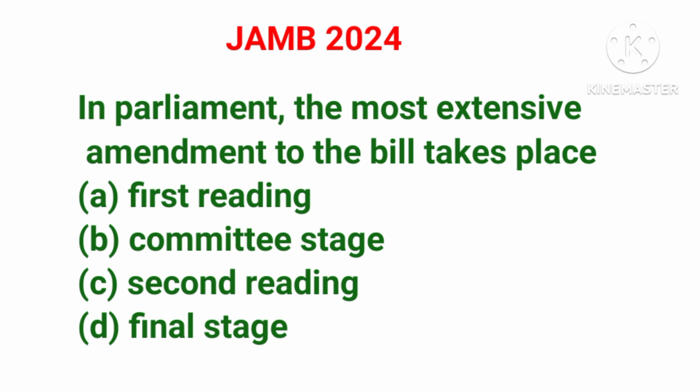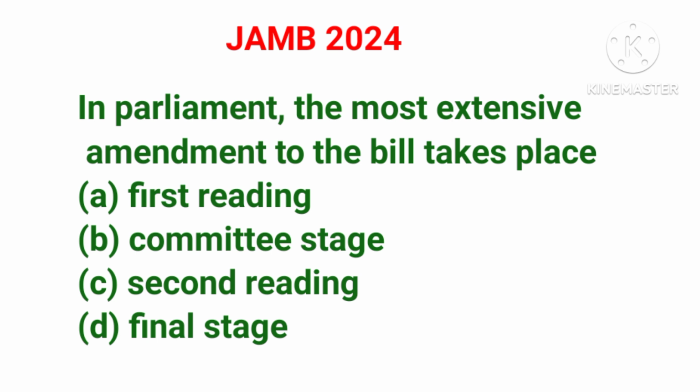Now option D, final stage. Final stage is where the president signs it into law. It is called the assent or veto stage. A bill cannot become a law until the president signs it. So it's not the correct answer. This is not where amendments are being made on the bill. So like you already know, option B is the correct answer.